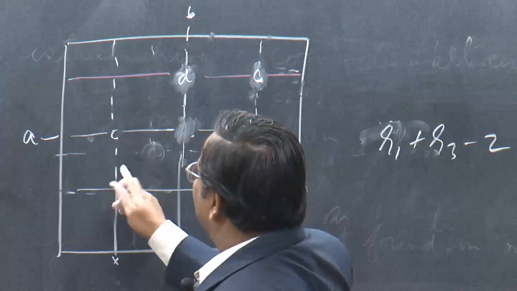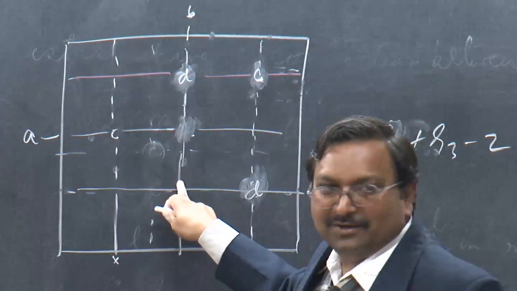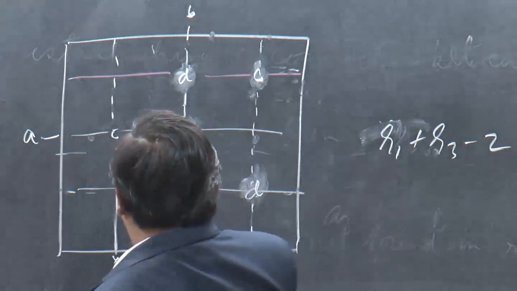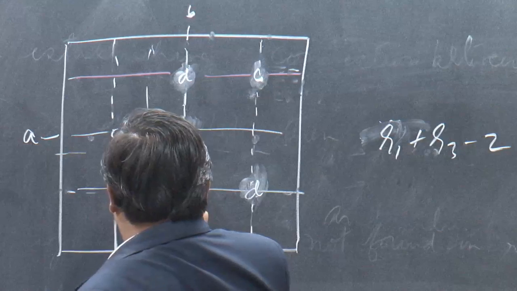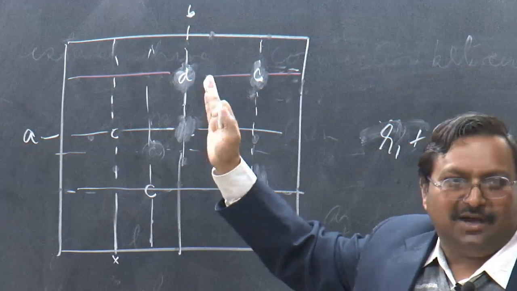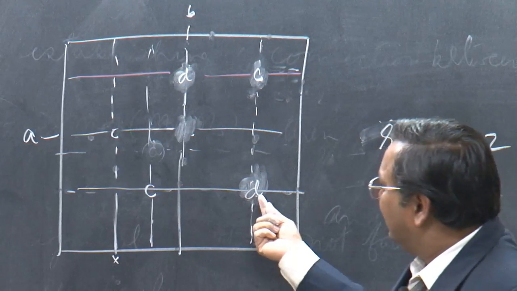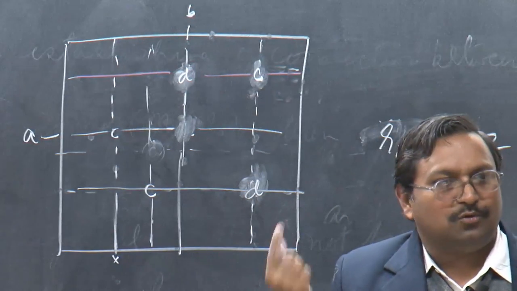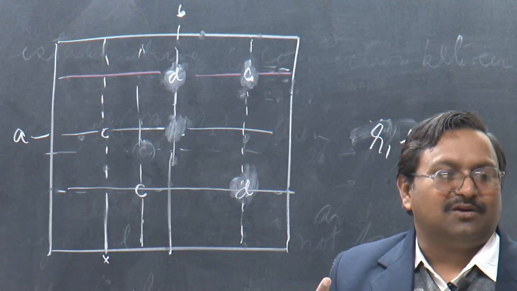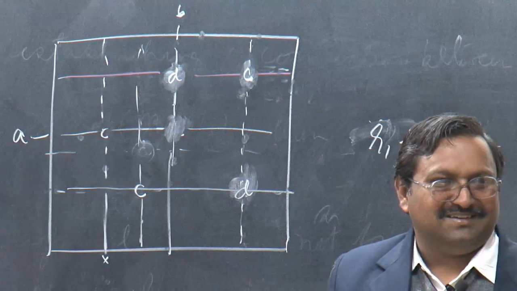I will search for a C. I cannot come here. I cannot come here. This is already having a C. So I might get somewhere here, for example, a C. I will keep on doing it. How many times? Every time I am ending up in either a new row or a new column. I cannot revisit the older rows or older columns.